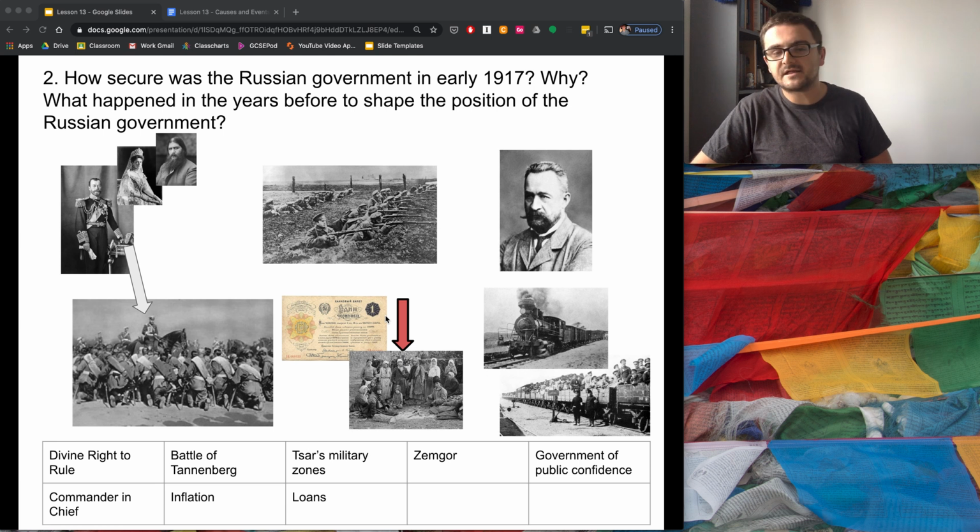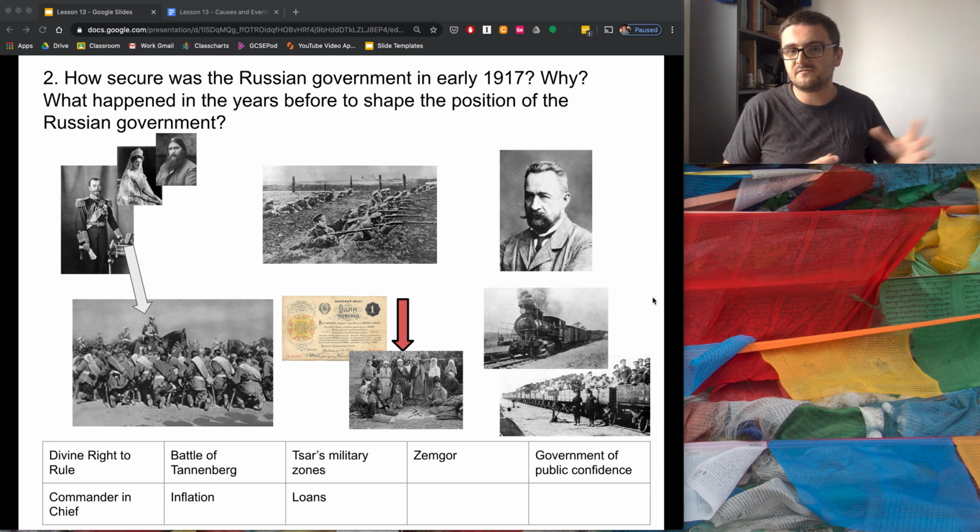The final thing that's really delegitimizing the Tsar is the problem of the railways. Now, the First World War is a war where a country's ability to keep a railway infrastructure running is incredibly important. The railways were used by all the nations pretty much to move soldiers around to different points of the front line, up and down the trenches.